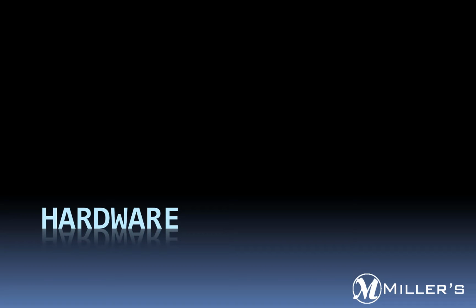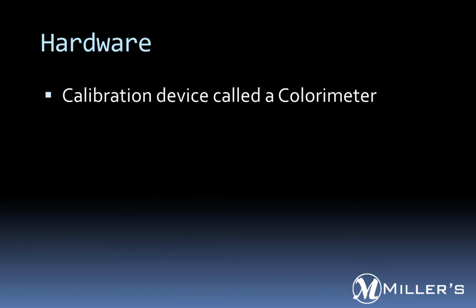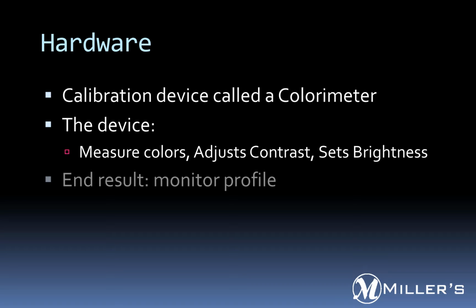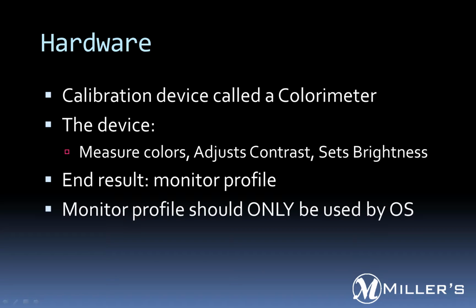During the process of profiling our display, we'll use a calibration device called a colorimeter. This device will be placed on the front of our monitor to measure colors, adjust the contrast, and set the brightness levels of the display. The end result of this process will be the creation of a monitor profile, a small file our computer's operating system will use. One special point about the monitor profile we will be creating: the profile should be used by the computer's operating system only. The profile should not be embedded into an image file.